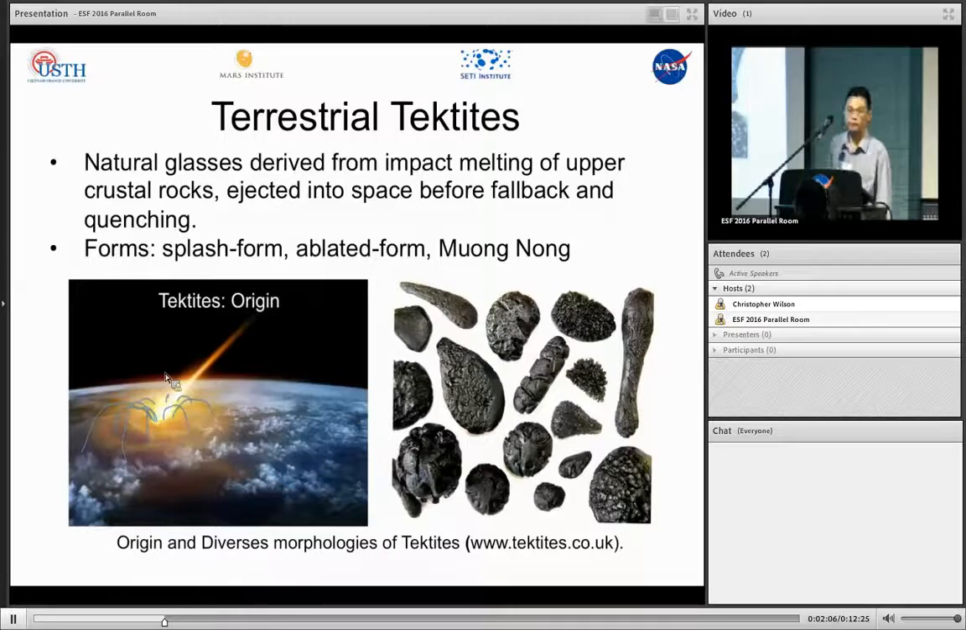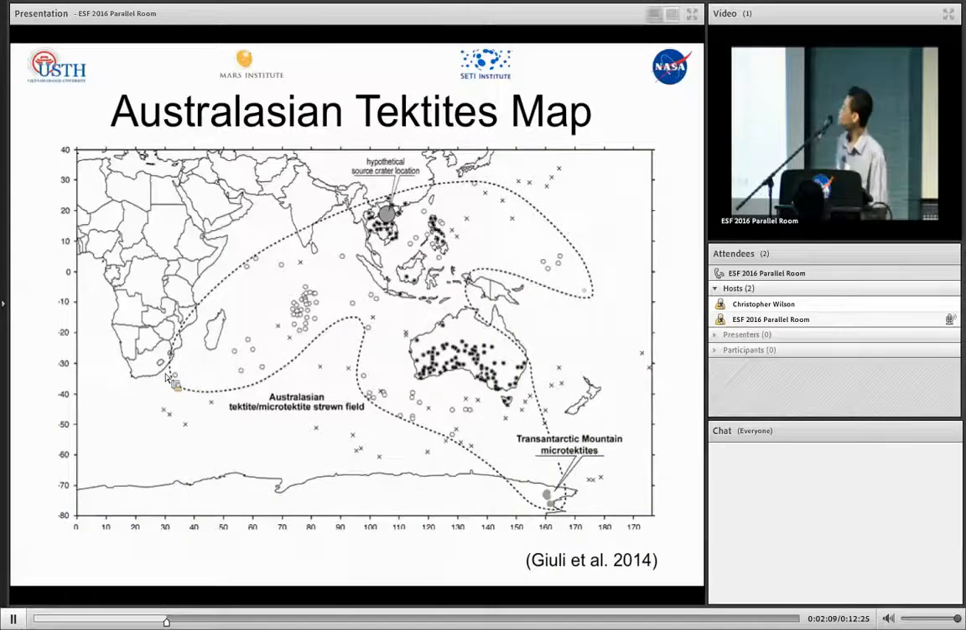Australasian tektites were found in Vietnam, Laos, Cambodia, Southeast Asia, and Australia. The Australasian tektites are associated with the largest strewn field in the world, so they are the highest energy tektites.